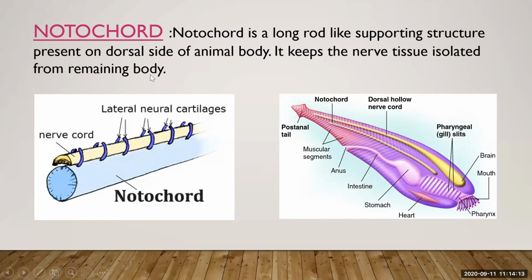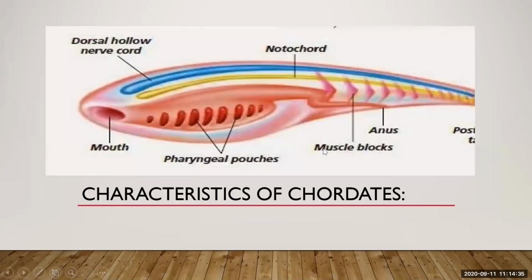Supporting structure present on the dorsal side. Here you can see in this picture, the notochord is on the dorsal side, and it keeps the nerve tissue isolated from the remaining body part, because the nerve is related to senses, and it is a very important part of the body. See, again you can see this picture. Here you can see the yellow color notochord, and the dorsal hollow nerve cord in yellow color.